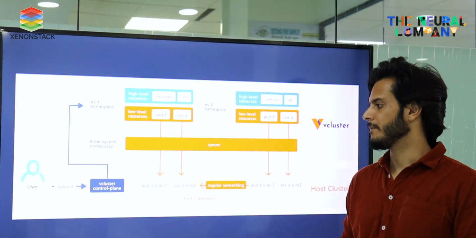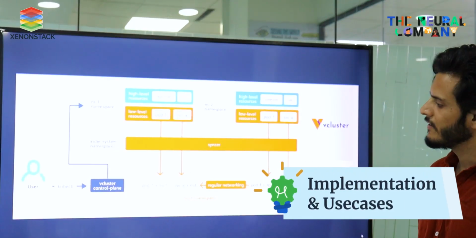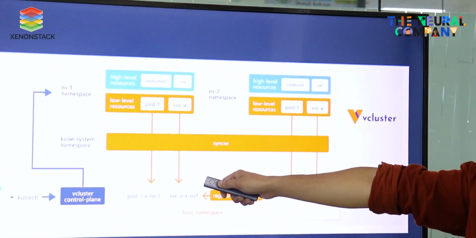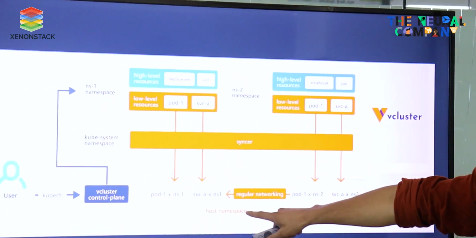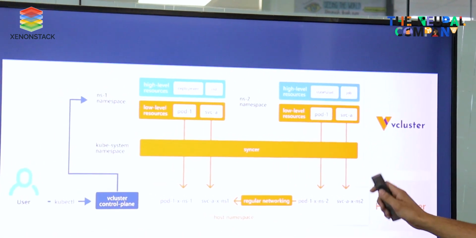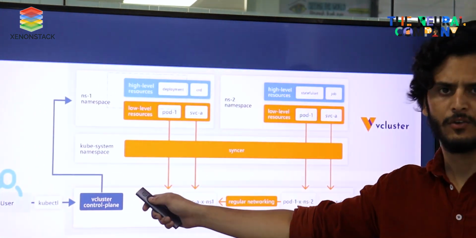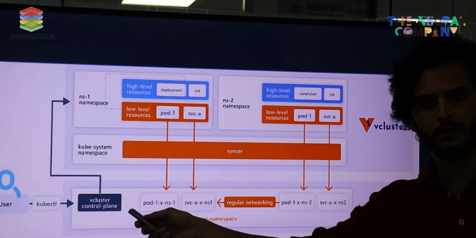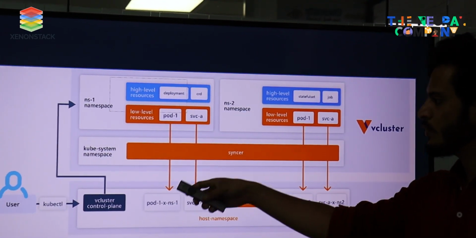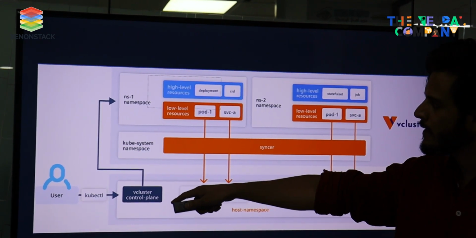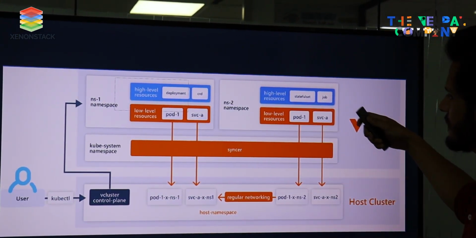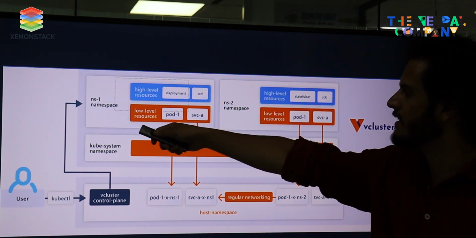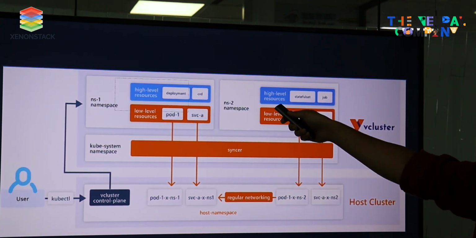Now let's talk about the implementation part. Whenever a user executes any kubectl command, it directly goes to the Vcluster control plane inside the host namespace of the host cluster. Inside that, as we already explained, there are the API server, controller manager, scheduler, and syncer. From the Vcluster control plane, it goes to the virtual cluster, where we can see two namespaces, namespace 1 and namespace 2.